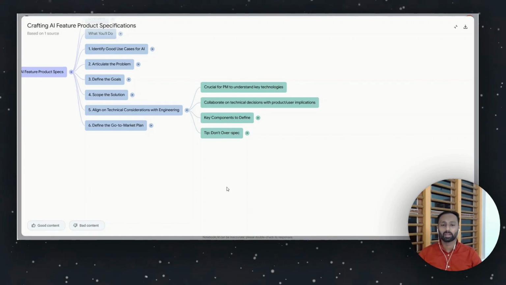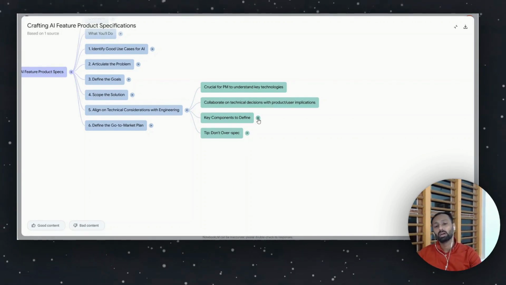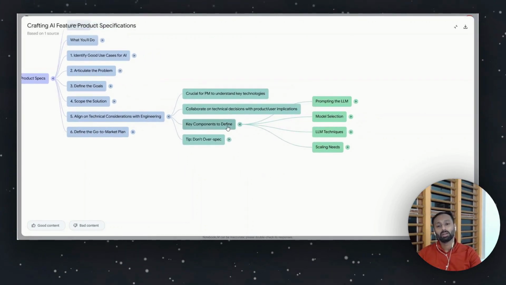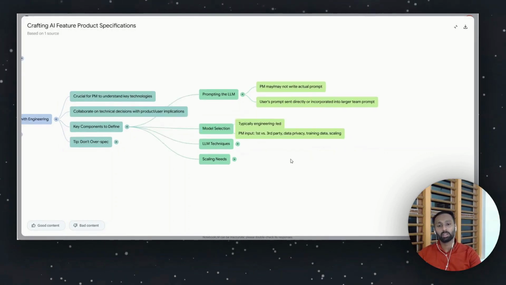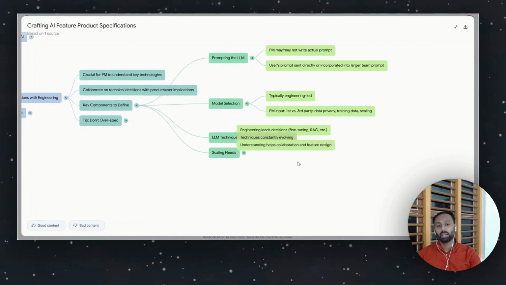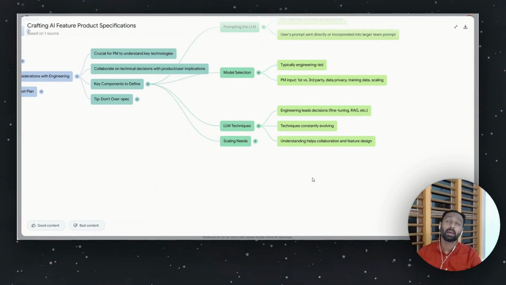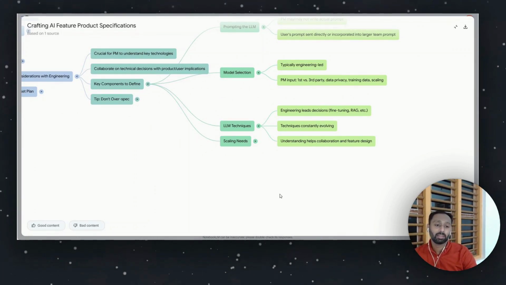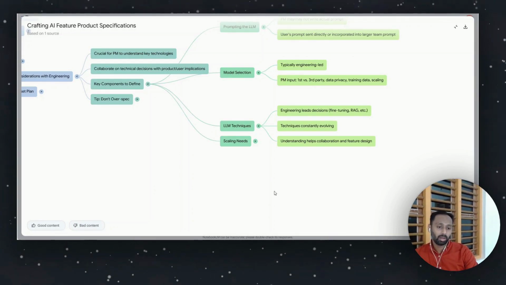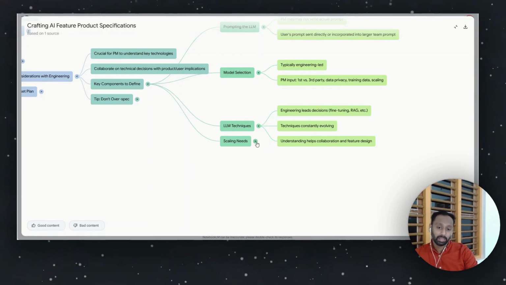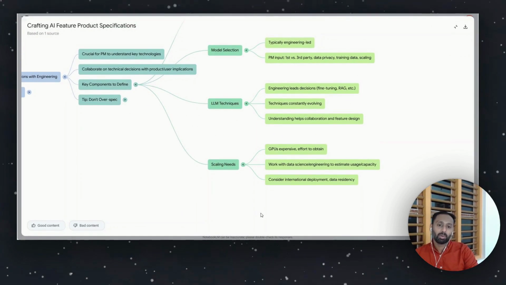I would say collaborate on technical discussions, as I said, at each different stage, and define the key components. What kind of prompts need to go to the LLM, what kind of model needs to be selected, what LLM techniques are to be used, whether it's RAG or fine tuning. These techniques are also constantly evolving. And communicate the scaling needs. So these are all very important.